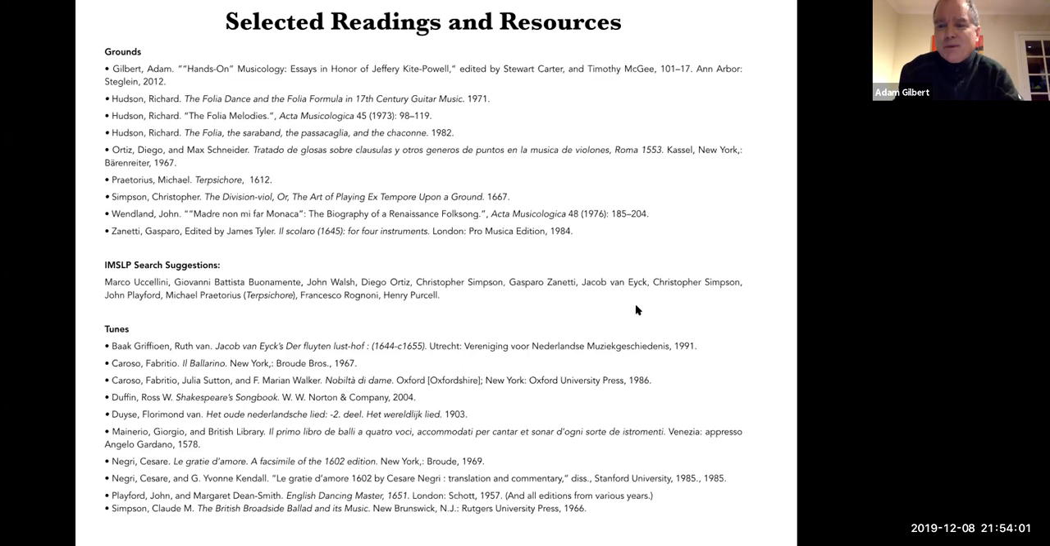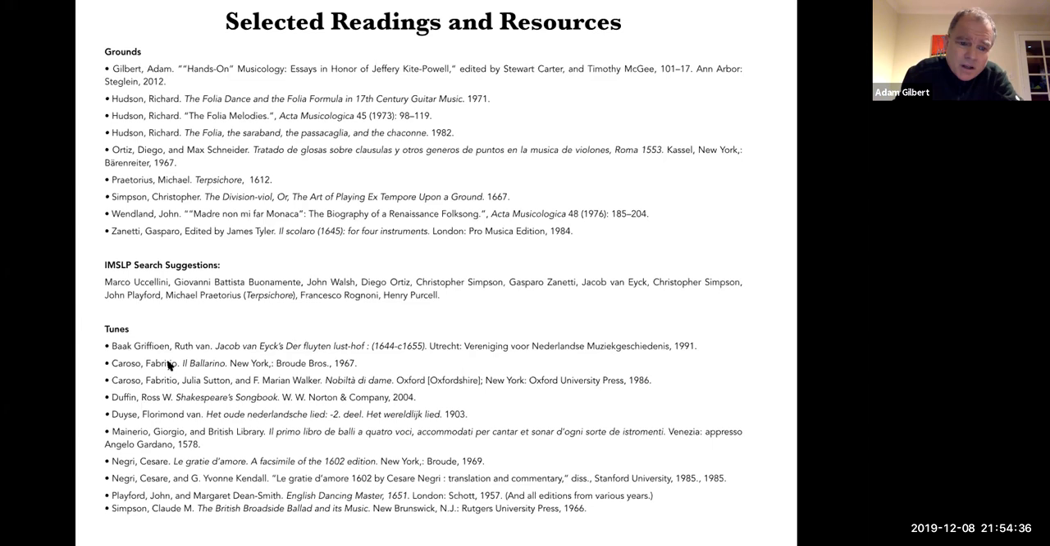Playford's, and here's the next thing I wanted to say: if you remember, I mentioned that anybody would see a tune, they would also see the other melodies. So every tune from the Renaissance had potential fragments of bass patterns. And by the way, people like Bach happened to just use them for modulation right and left. Great example, you can find lots of tunes from Jakob van Eyck's Fluyten Lust-hof, and Bach's Goldberg Variations has great examples for that. Ross Duffin's Shakespeare Songbook. Caroso, the Il Ballerino, these are also great tunes.